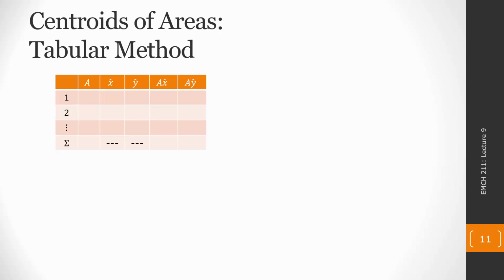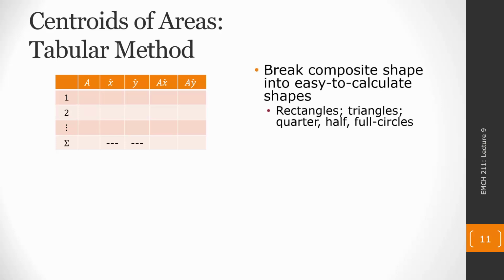Often we will not have a functional relationship between x and y that describes the shape that we're trying to find the area and the centroid of. And in these instances, we might be able to break our shape into more easy to calculate shapes. So with the integral method, we basically broke our shape up into an infinite number of rectangles, added all of their areas together to find the total area, found the weighted average of their centroids to find the centroid of the total shape.